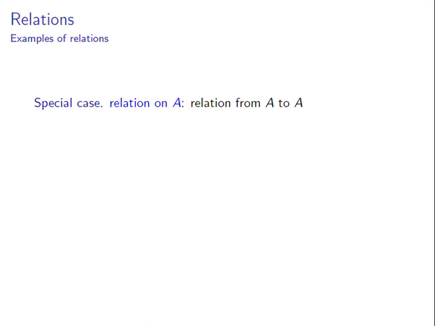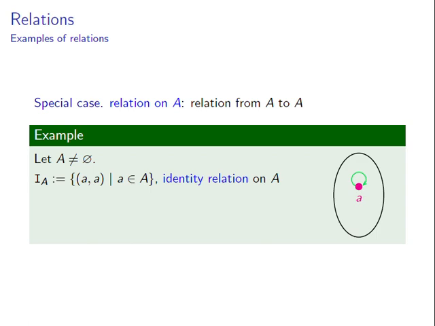A relation on a set A is a relation from A to itself. An example of a relation on a non-empty set A is the identity relation I subscript A, which consists of all ordered pairs (a, a), where small a is an element of capital A. We sometimes denote the identity relation using the equality sign. The domain of the identity relation is the entire set A, and the range is also the entire set A.